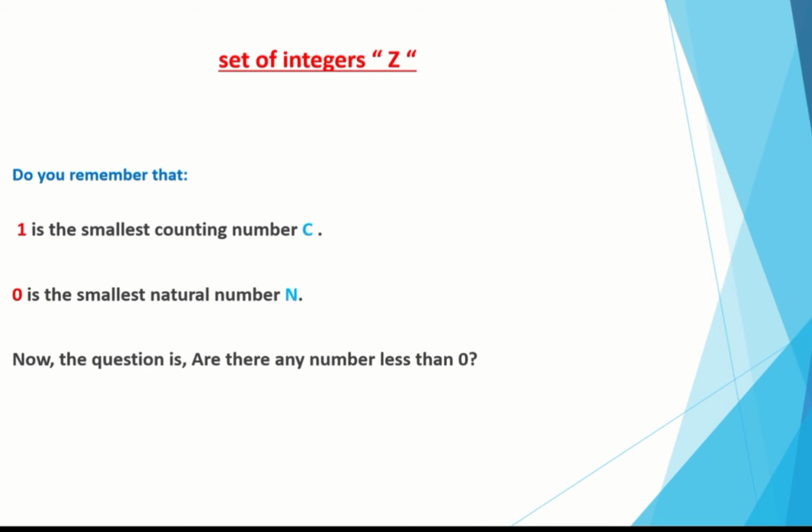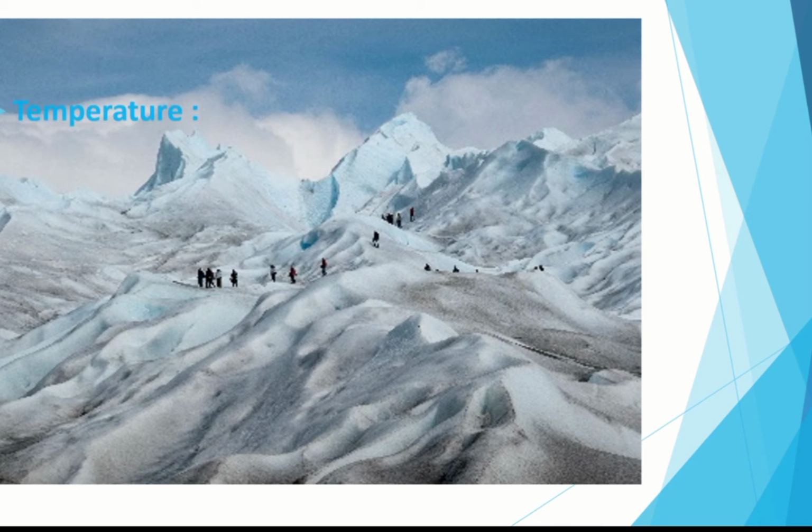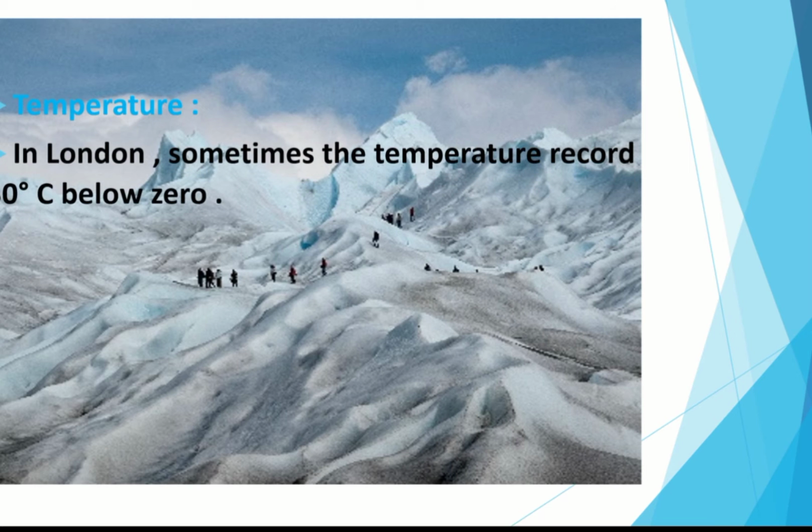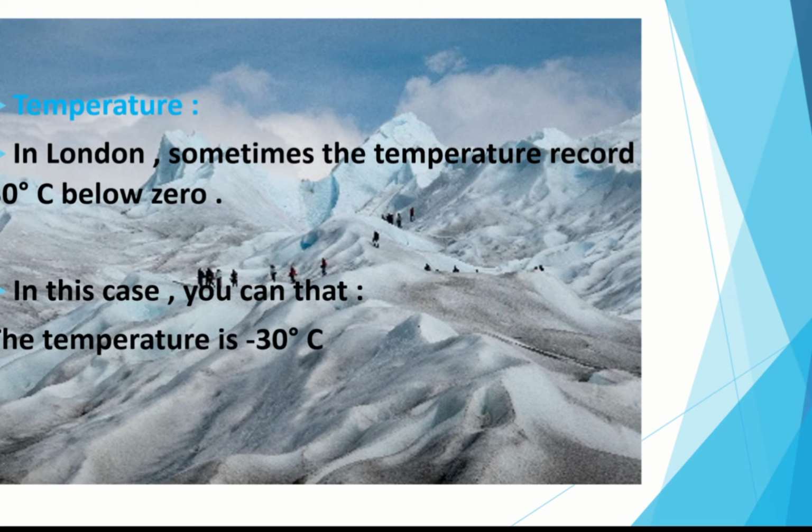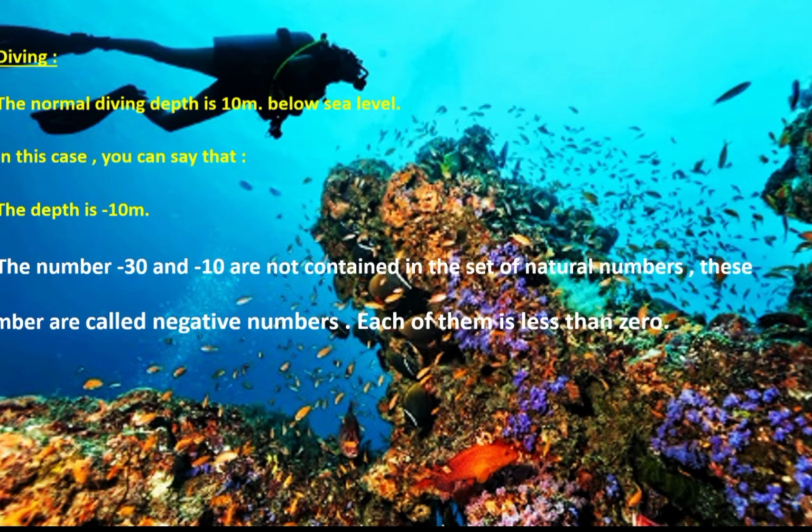Now the question is, are there any numbers less than 0? Now we find the answer. Temperature: in London, sometimes the temperature records 30 Celsius below 0. In this case, you can say that the temperature is negative 30 Celsius. In diving, the normal diving depth is 10 meters below sea level. In this case, we can say that the depth is negative 10 meters. So negative 30 and negative 10 are not contained in the counting numbers or natural numbers.